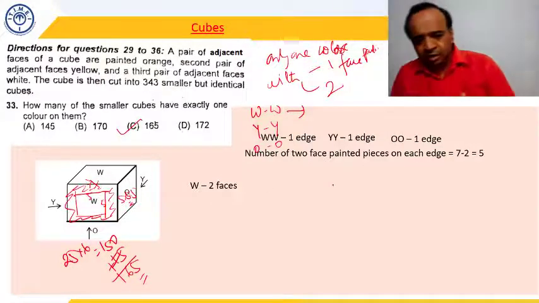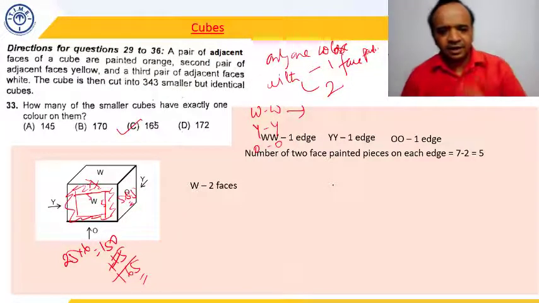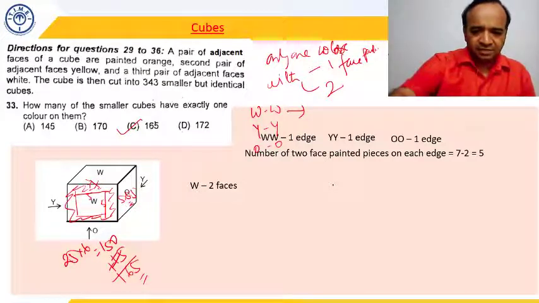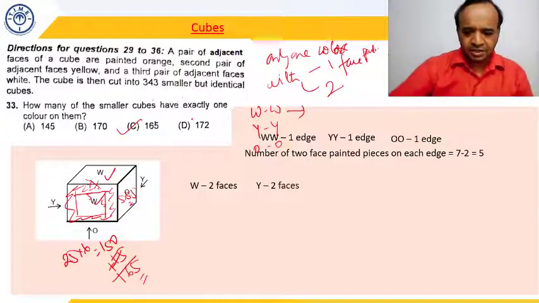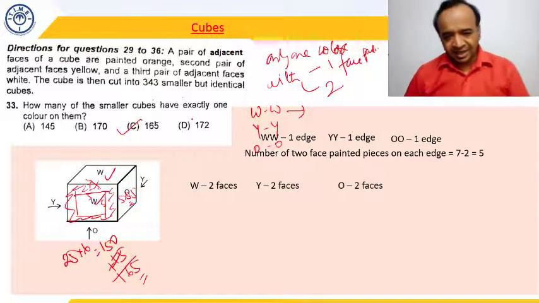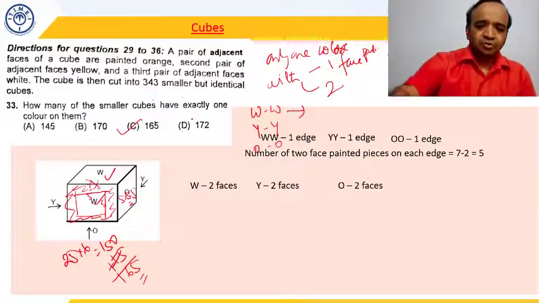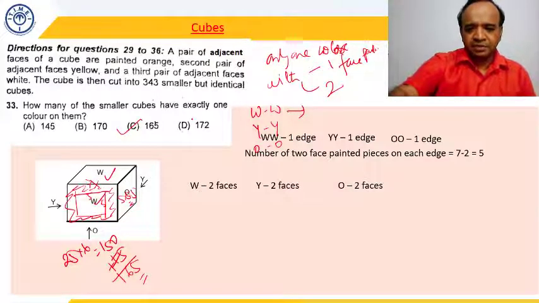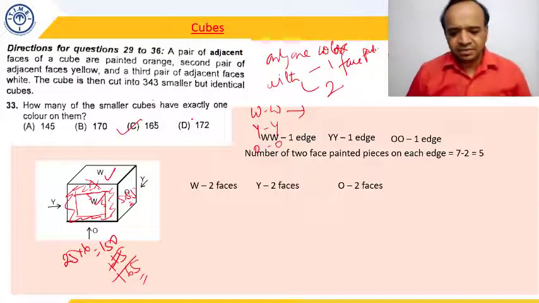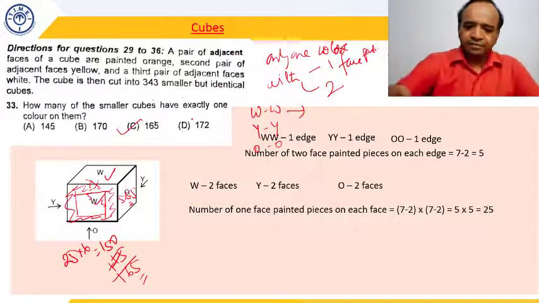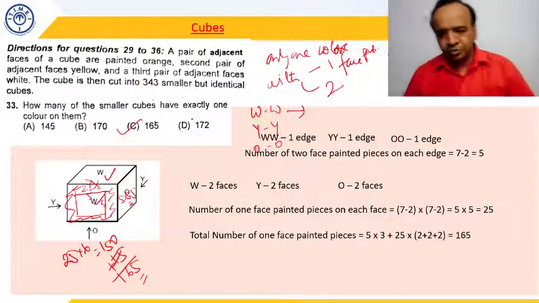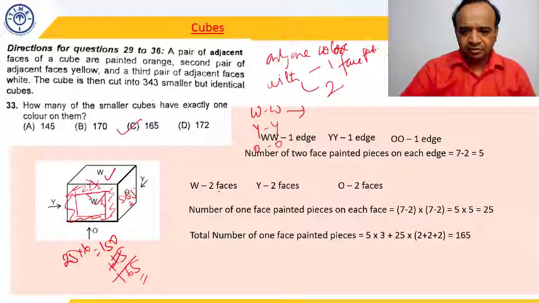Now come to those pieces which are lying at the faces and which have exactly one painted face with only one color. So white face, how many such faces are here? 2 faces. Similarly, yellow, 2 faces. Orange, 2 faces. And at each of the faces, there are 25 such pieces available. So 25 into 2, 50. 50 plus 50 plus 50, can I say there are 150 such pieces? Or 5 into 5, 25, 25 into 2 plus 2 plus 2, 6, 150.